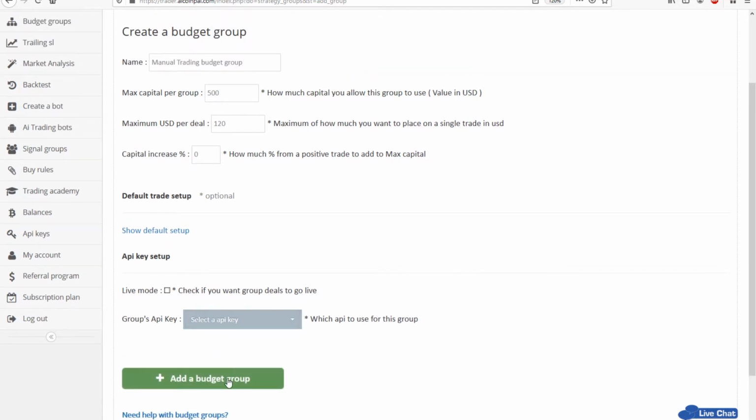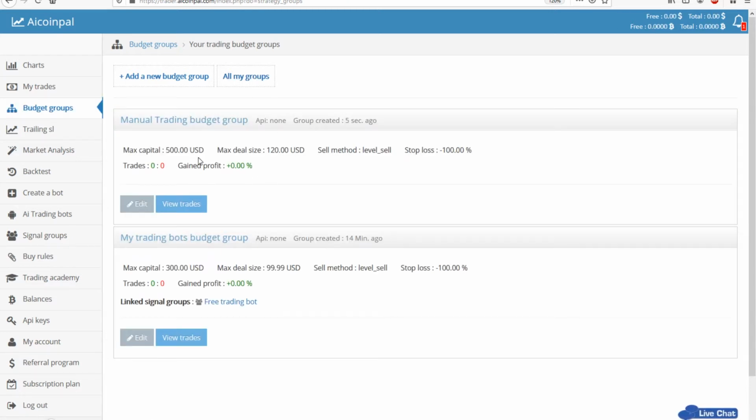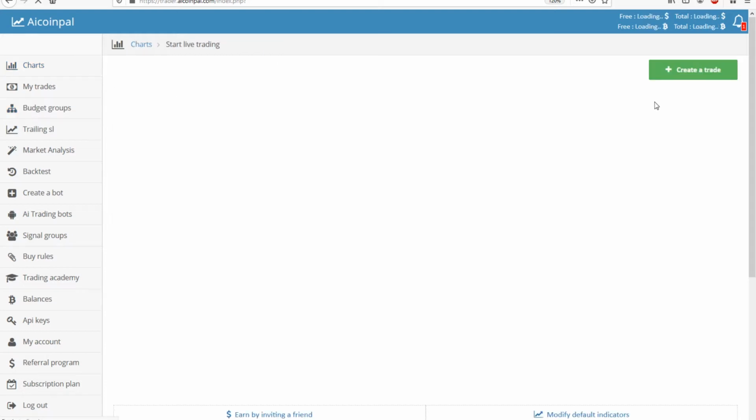Now we have our manual trading budget group set up. We will save it, we will add it, and we will go back to see whether we have everything set up. We have the name right here, API none, and it was created 5 seconds ago. Now we will return to the budget groups after we have made our first trade, and you will understand the default settings that we did not use a little bit more in the next minutes.